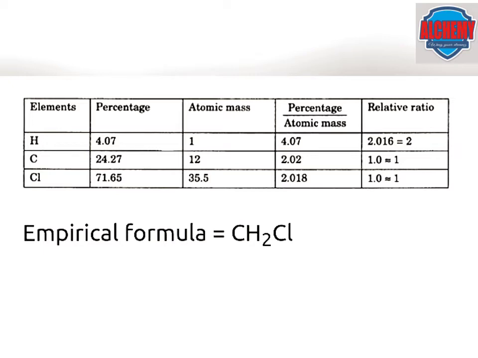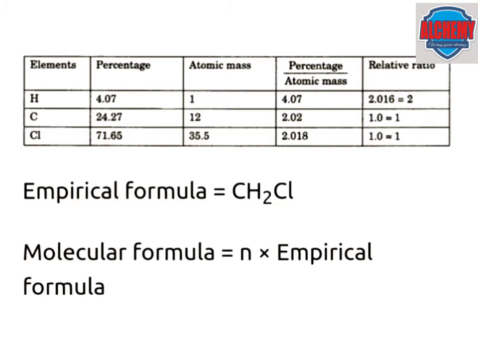First, the values of percentage composition and atomic mass are written down. In the next step, the percentage composition is divided by the atomic mass of the element, and we get the answers as 4.07 for hydrogen, 2.02 for carbon, and 2.018 for chlorine. Now, the smallest number among these three is 2.018, and we divide each of these three numbers by 2.018. After rounding the answers, we get the relative ratio as 2 for hydrogen, 1 for carbon, and 1 for chlorine. So the empirical formula is CH2Cl.